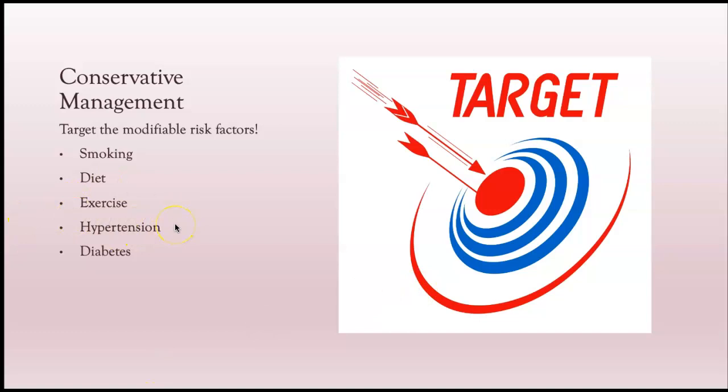Hypertension. So if they're hypertensive, we want to manage their hypertension. And if they're diabetic, we want to make sure that their diabetes is well controlled. So that is conservative management. This means we're not throwing a lot of treatments at them right away. Right away, we're targeting their risk factors.